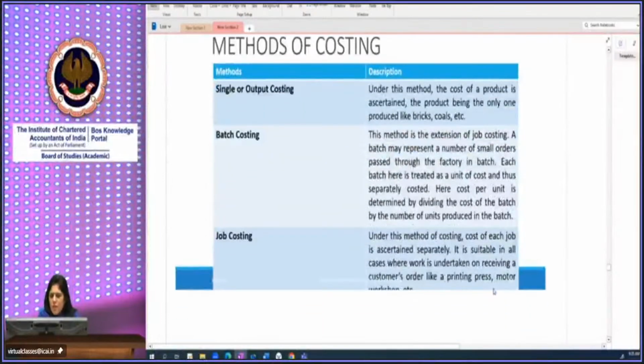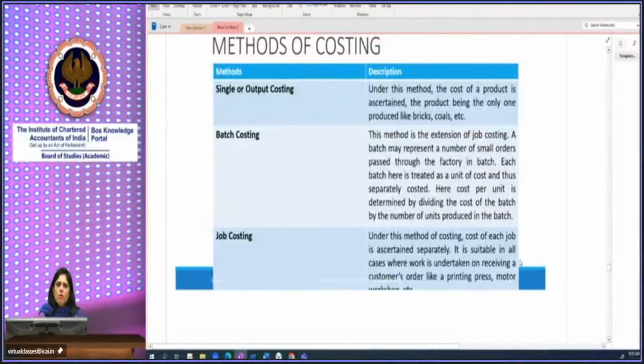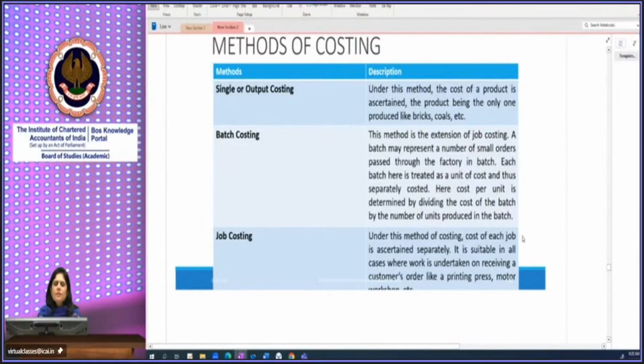Okay, so now we have moved on to the methods of costing. Single output costing means there's one product, like one bicycle. A single method of costing is used. So how many bicycles? 10 bicycles. So that is the single output costing method.